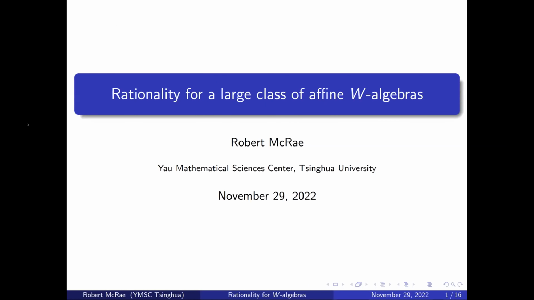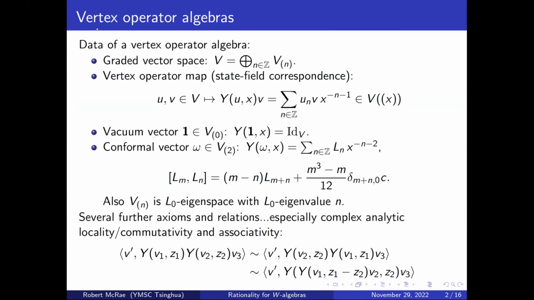So I will be speaking about rationality for W-algebras. Let's see. Okay. So these W-algebras are examples of vertex operator algebras. So probably these objects are not familiar to everyone here. So I should start by saying a little bit about what a vertex operator algebra is.